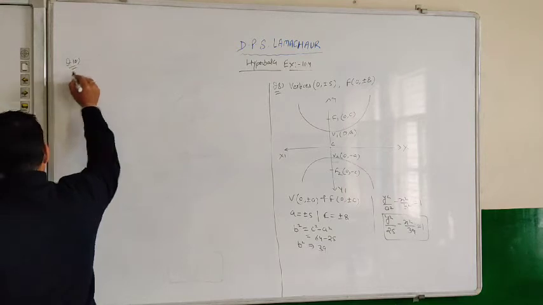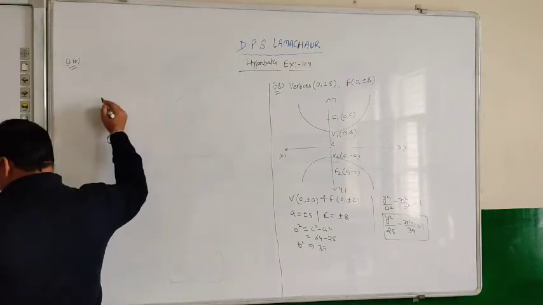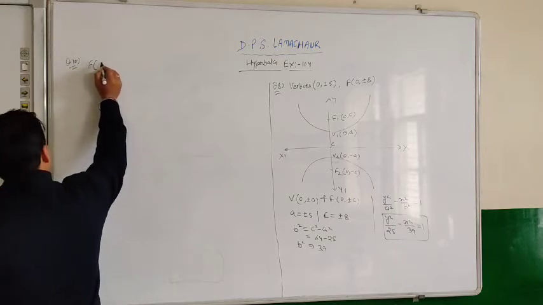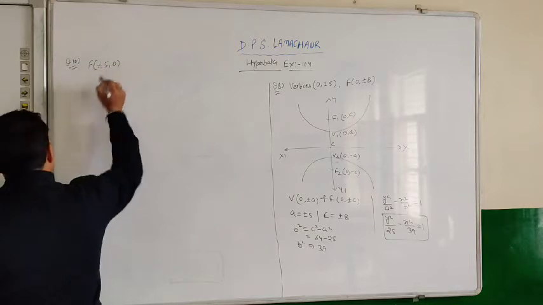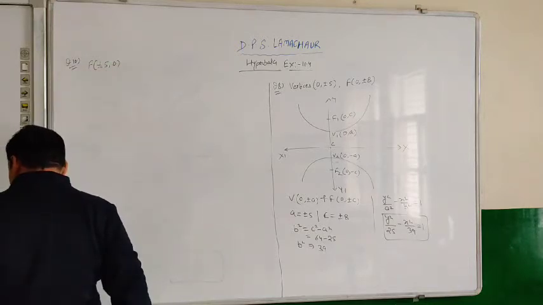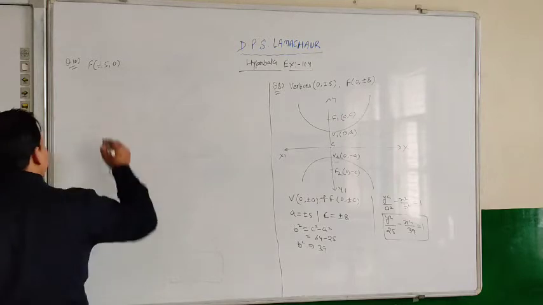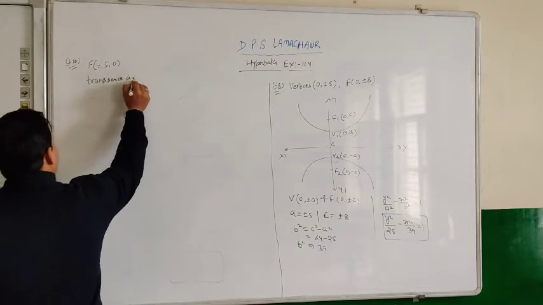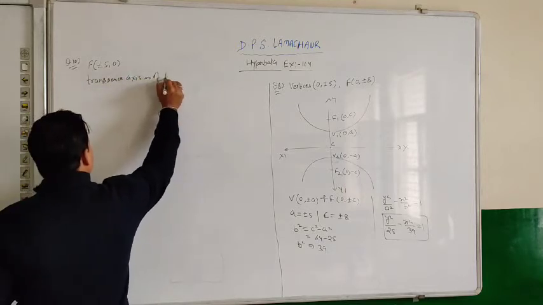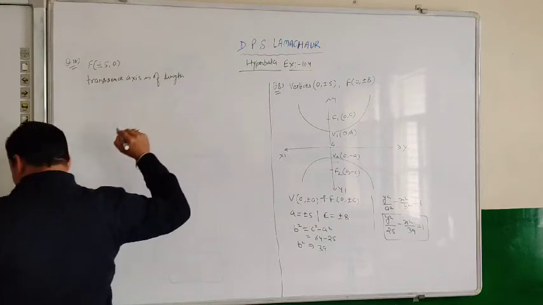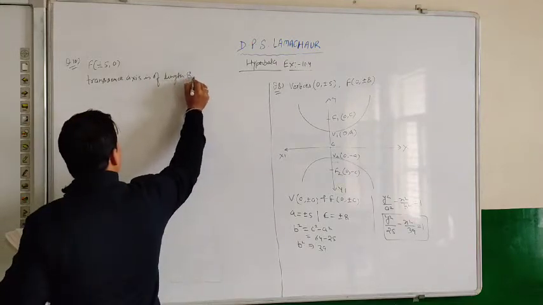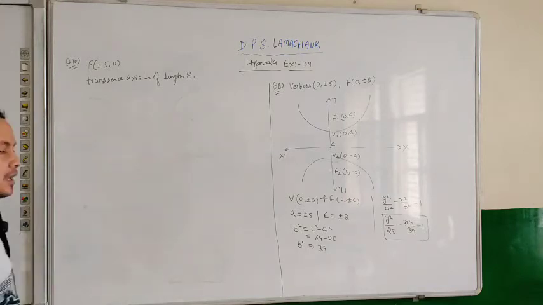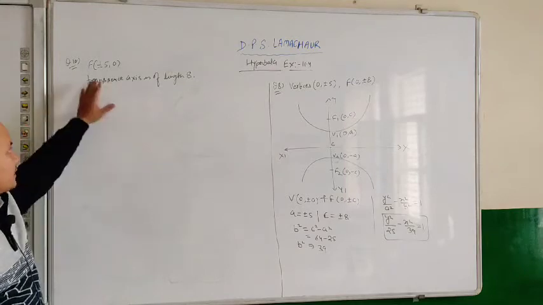So in question number 10, the information which we have given is the coordinate of focus, which has been given as (±5, 0). And what else? The transverse axis is of length 8. So these are the information which we have given. Now on behalf of this information, we have to find out the equation of hyperbola which satisfies these conditions.